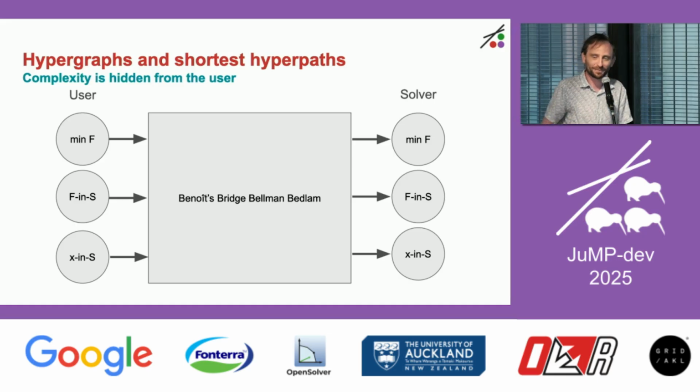And so I like to use this image of JuMP in my head. On the left side, we have the user's model, where they've written down some objective functions, they've written down some constraints, which are these functions and sets, they've written down some variables, which are just x in a set. And on the right-hand side, the solver has chosen itself which set of functions and sets that it supports. And in the middle is just chaos. Benoit's Bridge-Bellman Bedlam is what I managed to come up with.